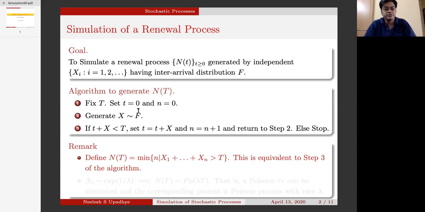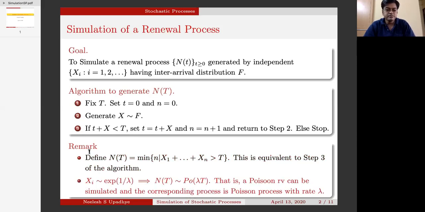Now depending on this F, the complications in simulating a renewal process vary. In particular, this method also gives you how to simulate a Poisson random variable. For example, if you set this T to be equal to 1, and the Xi are exponential with mean 1 by lambda, then you will get a Poisson lambda random variable. Without setting T equal to 1, you will get N_T following Poisson lambda T. If you set T equal to 1, you will get a Poisson random variable.